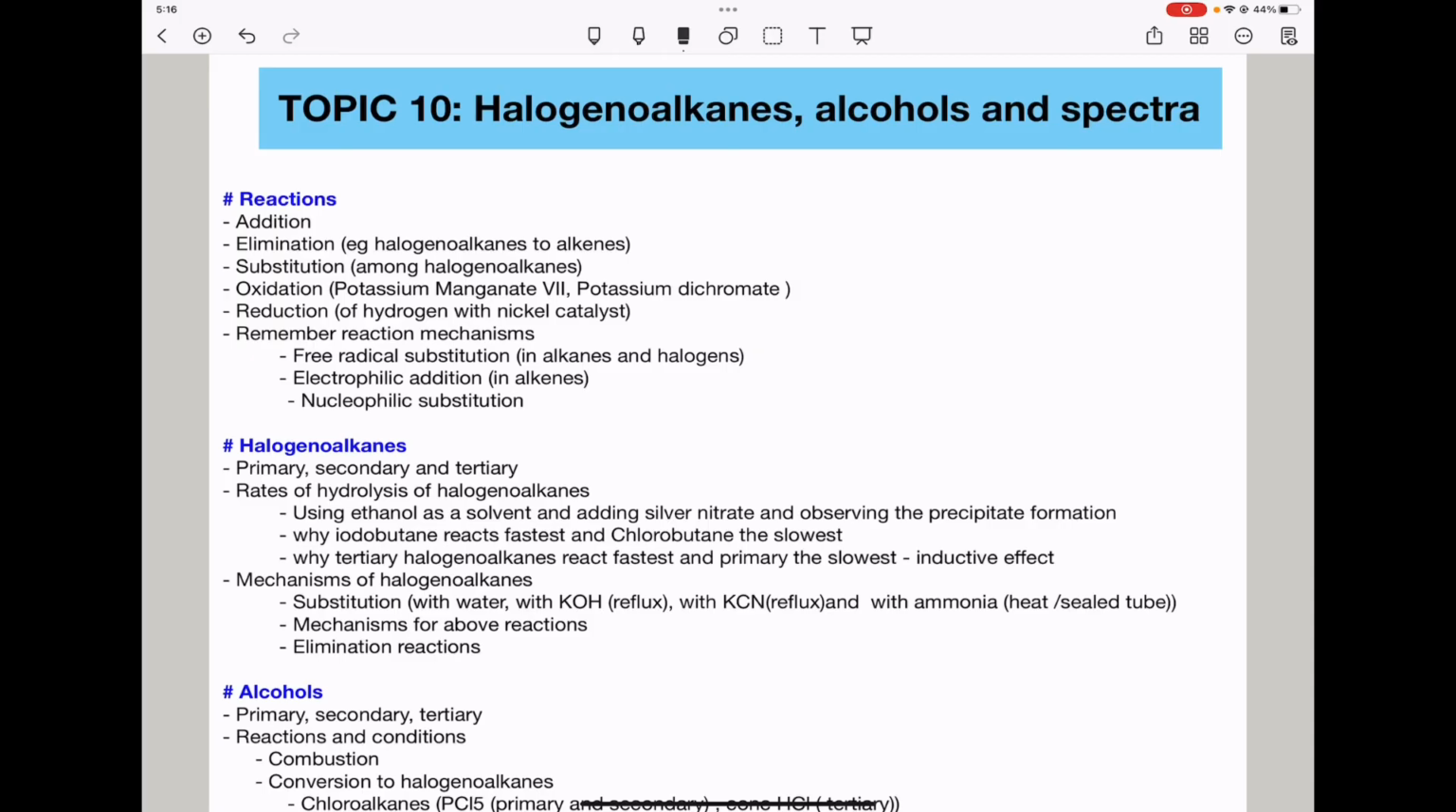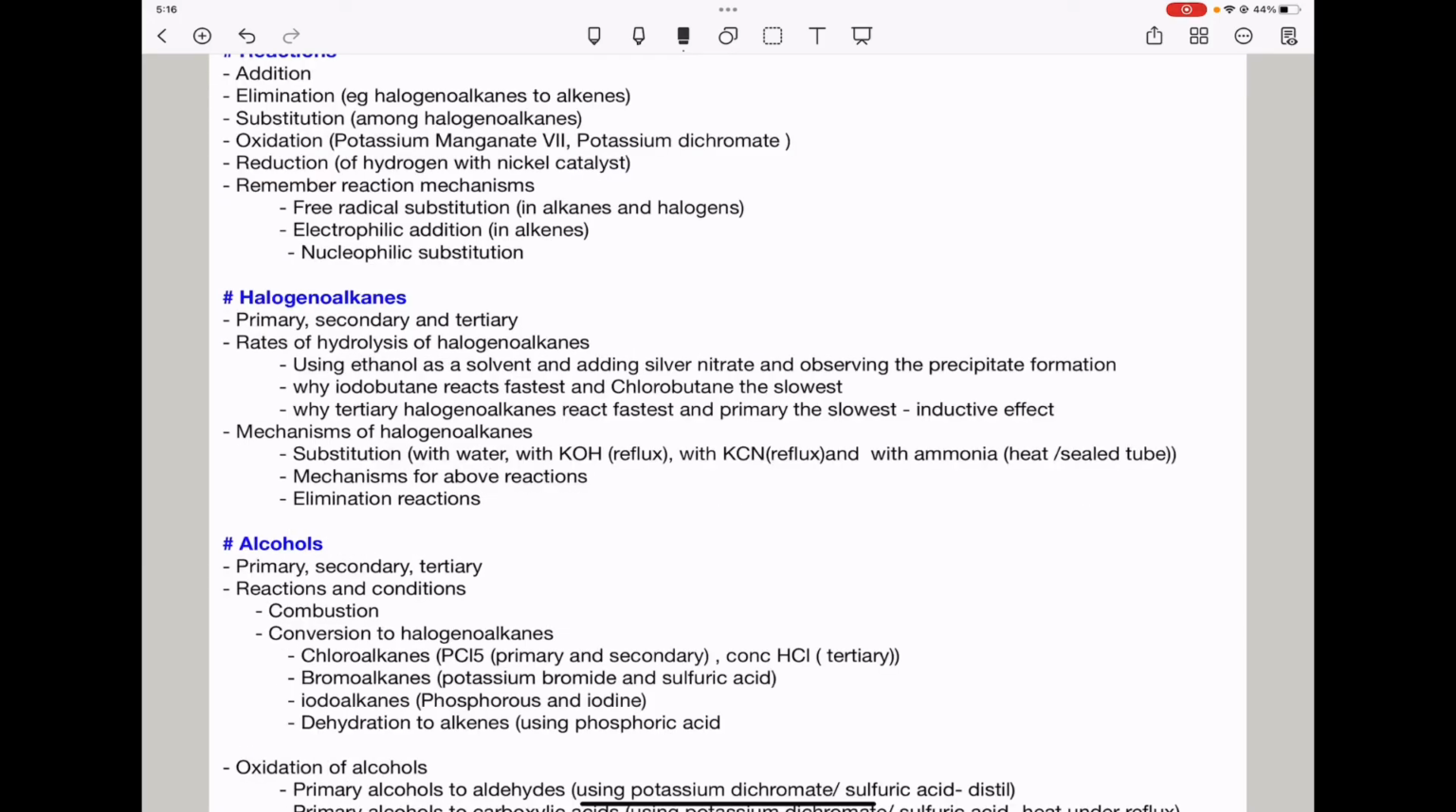And then you need to remember reaction mechanisms can be free radical substitution reactions, electrophilic addition reactions, and nucleophilic substitution reactions. They can talk about halogenoalkanes as being primary, secondary, or tertiary. A common question is about rates of hydrolysis among halogenoalkanes. Here, ethanol is used as a solvent, and silver nitrate is added, and the precipitate formed is going to be observed. Here, they observe which precipitate forms first.